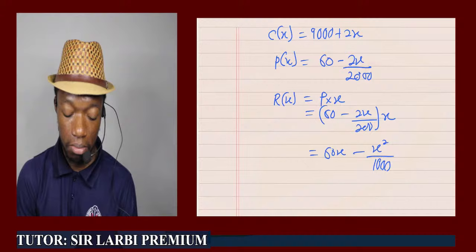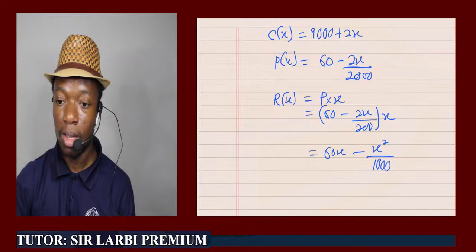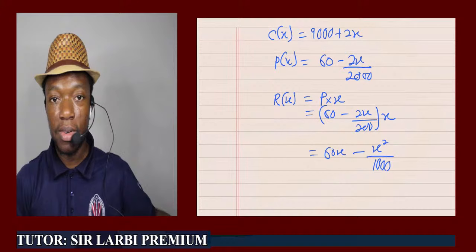Once you get that, that becomes our revenue function: 60x minus x squared over 1000. So let's flow. Once we get the revenue function, that is fine. Now we can compare the revenue function against our cost function to get our profit.